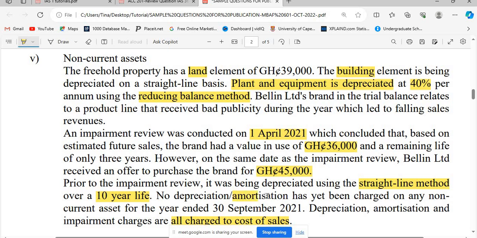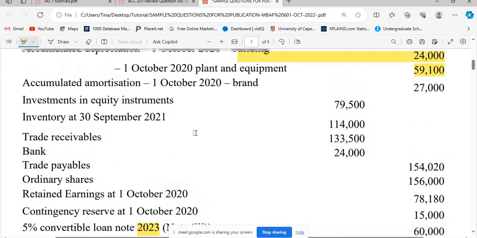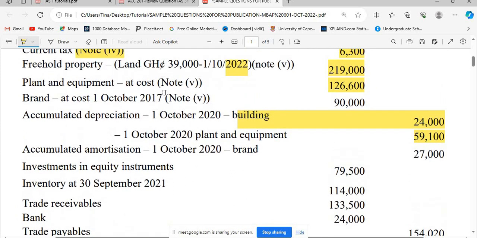This statement, amortization has not yet been charged on any non-current asset for the year ended. So the first 6 months amortization must be charged regarding the brand, and then the next 6 months after impairment will also be charged. Okay, so now let's run into it. Let's now look at the cost of our brand, or the value.